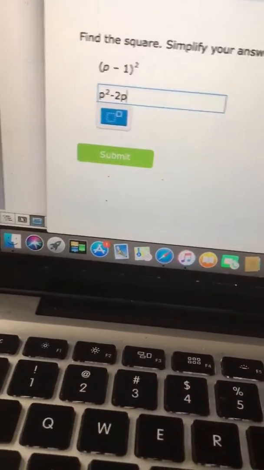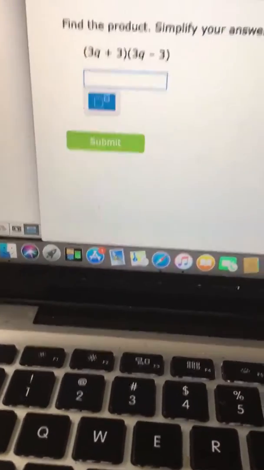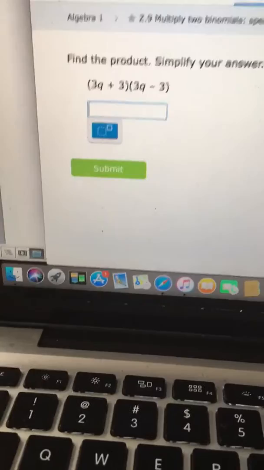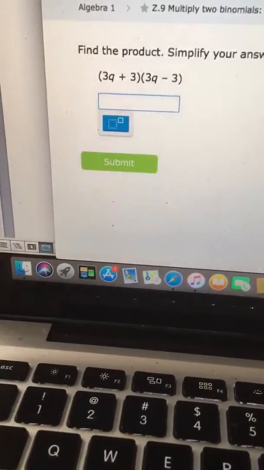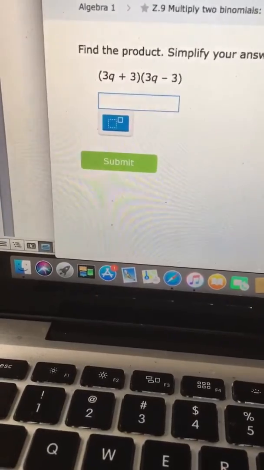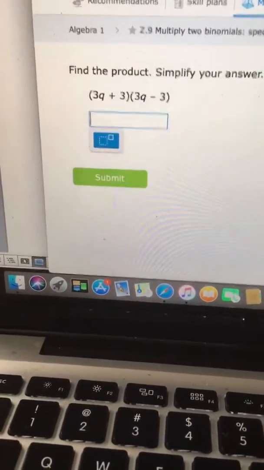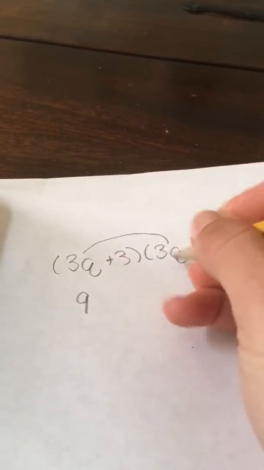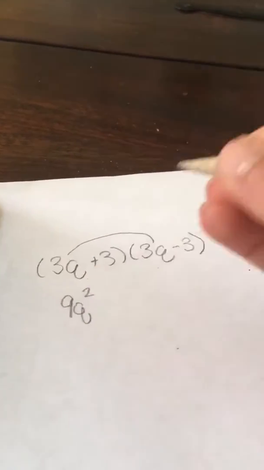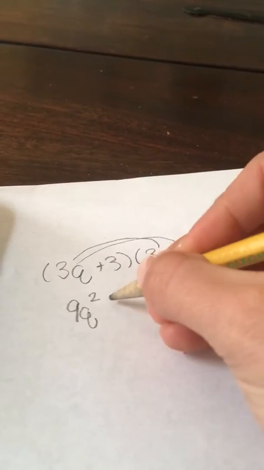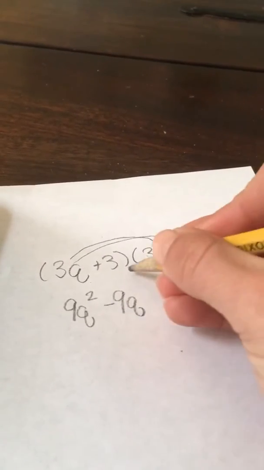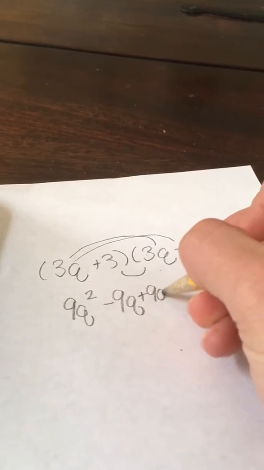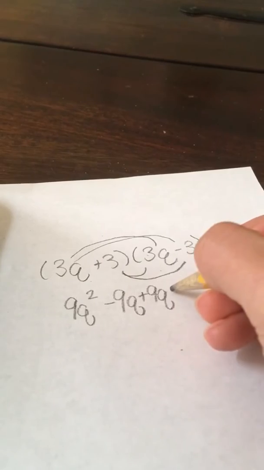And then there's one more special case. So I'm just writing this one out. 3q plus 3 times 3q minus 3. So this one we don't have to write out again because it's not squared, but you will notice something interesting. So 3q times 3q would be 9q to the second power. The outer would be negative 9q. The inner would be positive 9q. And the last would be 3 times negative 3, which is negative 9.